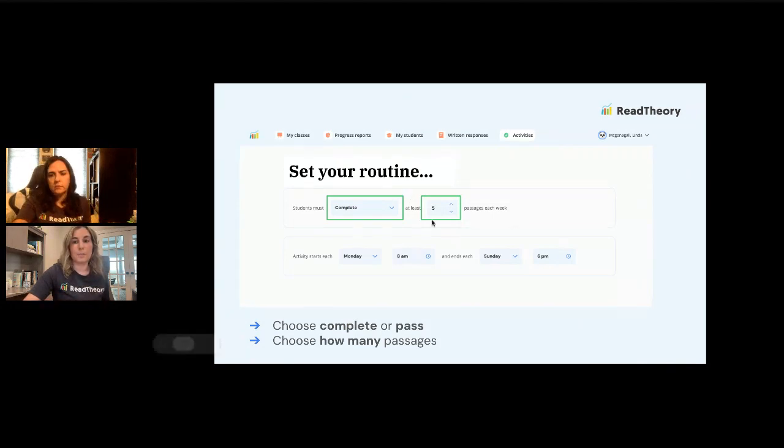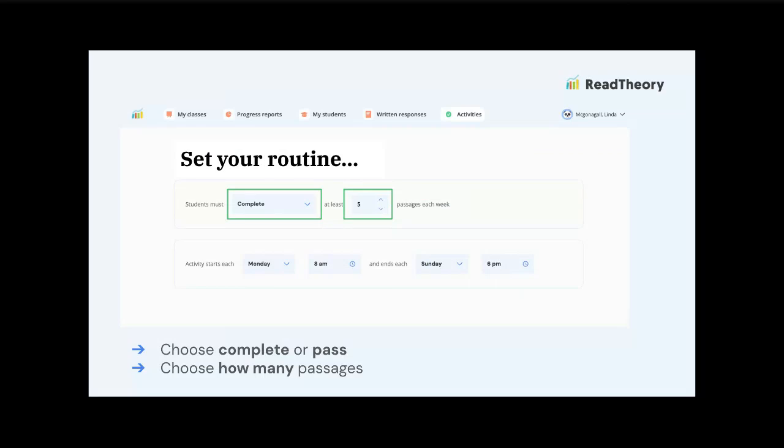In the basic version of ReadTheory, this is a free feature. It will default to complete 5 passages. 5 is kind of the magic number. We've done numerous studies on ReadTheory's impact in classrooms, and what we've found is that students who read at least 5 passages on ReadTheory a week are scoring above the national average on state assessments. So that's where that number came from. It's not random. It's very intentional.